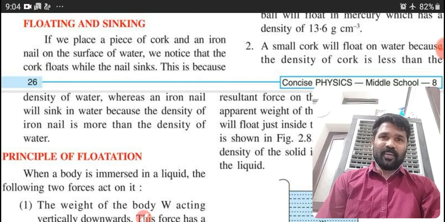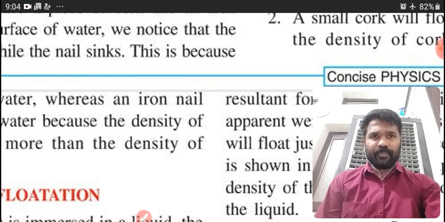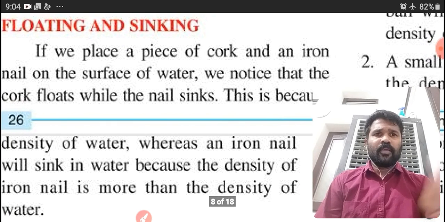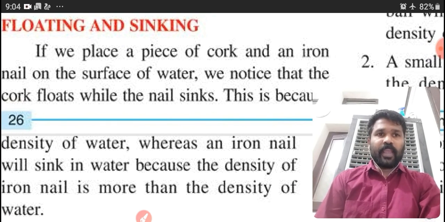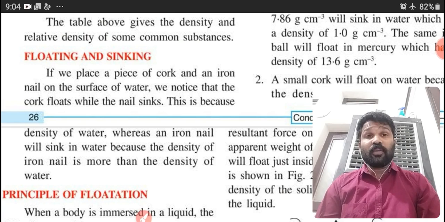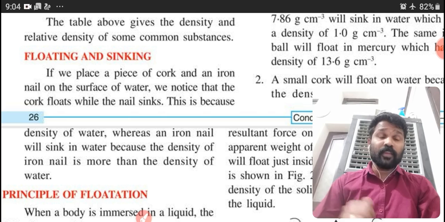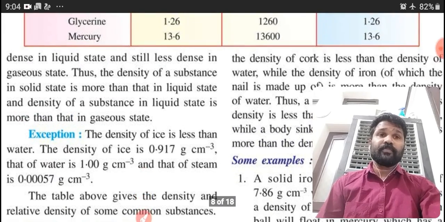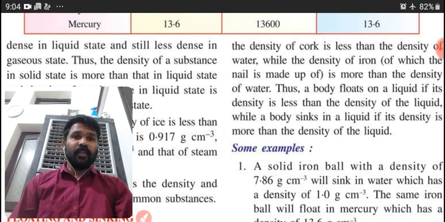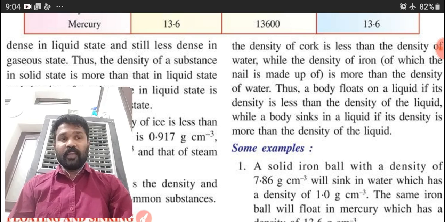Now we are going to discuss floating and sinking. If you place a piece of cork and an iron nail on the surface of water, we notice that the cork floats while the nail sinks. Why does the nail sink? The density of cork is less than the density of water. That's why the cork floats.